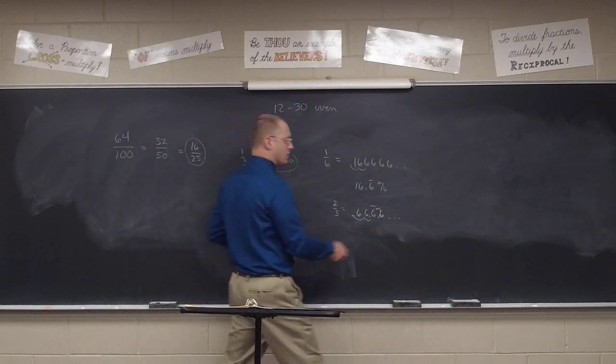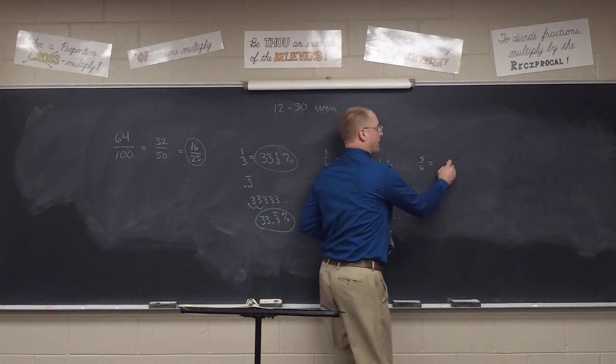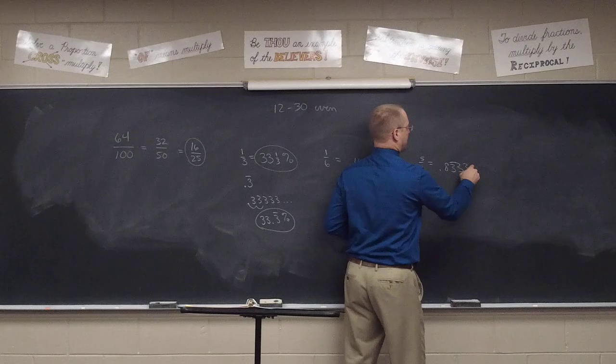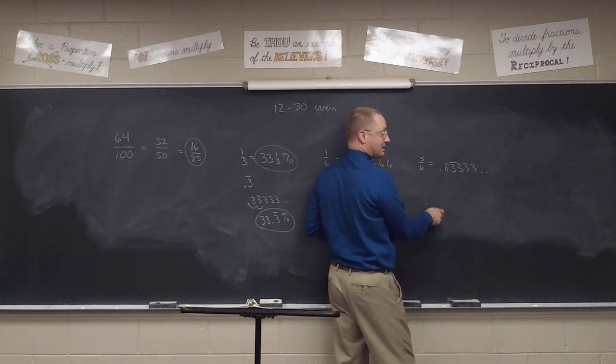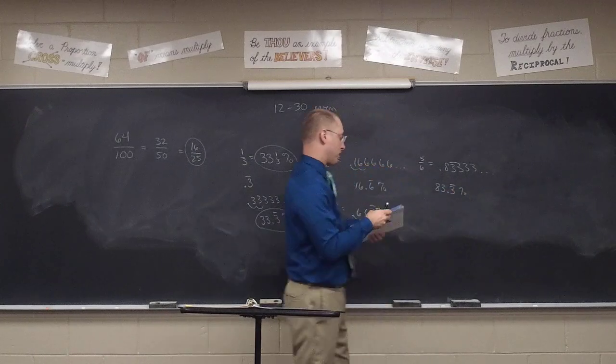And I think the last one we needed to know is 5/6. What is that as a decimal, class? 0.83 repeating, or 0.8333. Boink boink, class. 83.3 repeating percent.